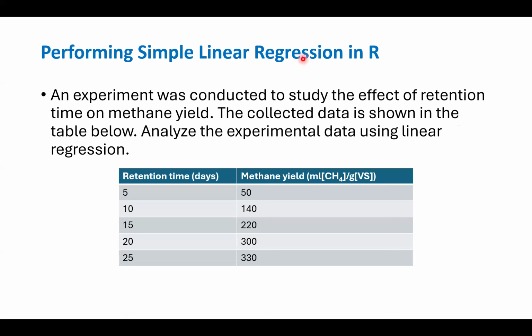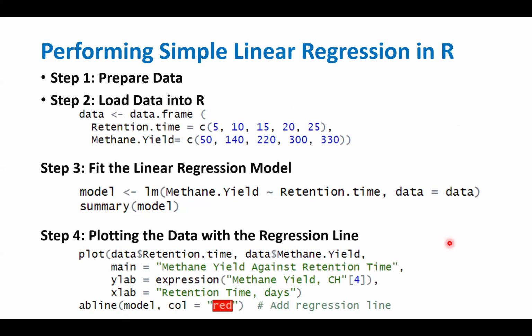Suppose we have an experiment that has been done to study the effect of retention time in days on the methane yield. How do we do this in R? The first thing to do is to prepare the data. Because this is a very simple example, we can just put it in the prompt. Using this data frame, we can define the first variable.